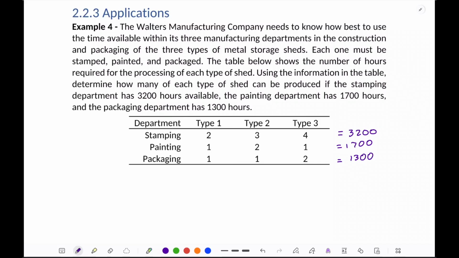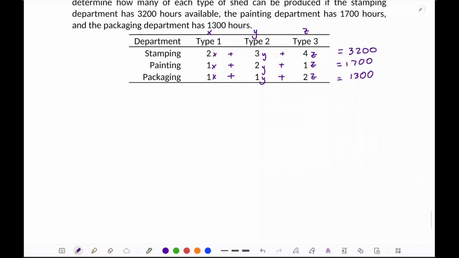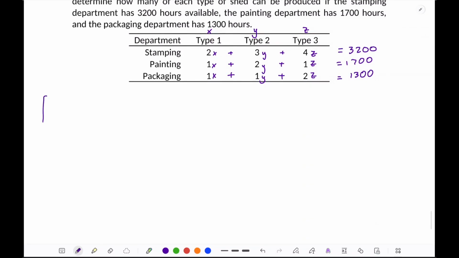What are my variables here? Well, we're asking how many of each type of shed. So type 1 would be X, type 2 would be Y, type 3 would be Z. So it would be X's on all of these, Y's on all of these, and Z's on all of these. And if I add these together, I hope you can see how we got a system of 3 equations and 3 variables. So now I'm going to write the augmented matrix.